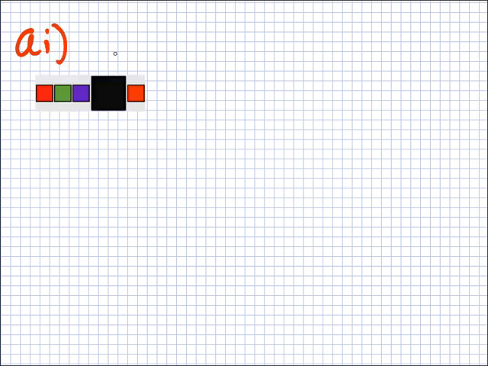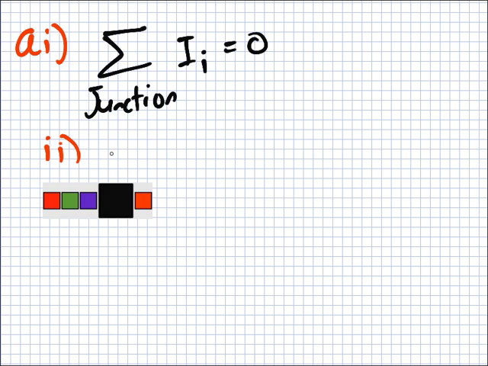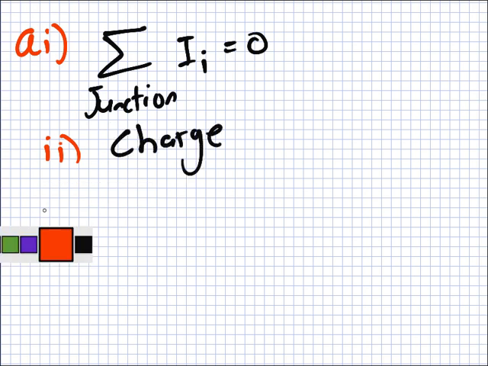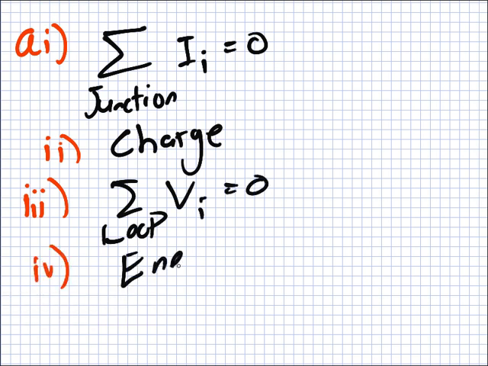Okay, let's look at it. Part 1, state Kirchhoff's first law. That's the junction law. And what's it the conservation of? Charge. And Kirchhoff's second law? Loop. And what is it the conservation of? Energy.